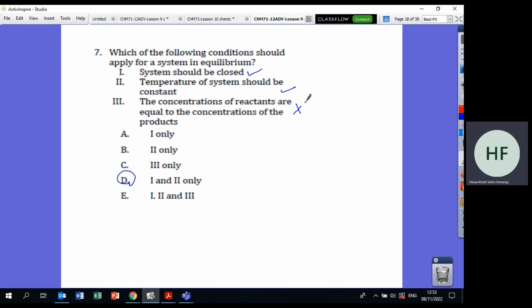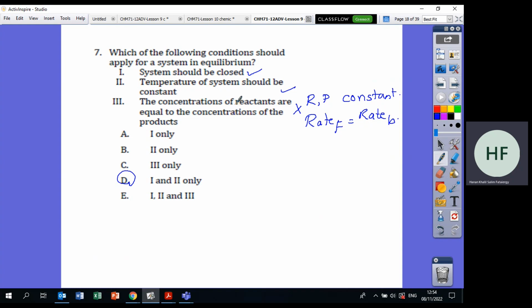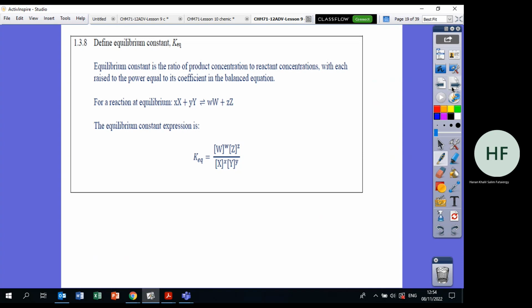As I said before, two things happen at equilibrium. Concentrations of reactants and products are constant. They are not equal. And the rate forward equals the rate backward. Okay? So here, are the concentrations of reactants equal? No, they are not equal. Now, how do we write KEQ?